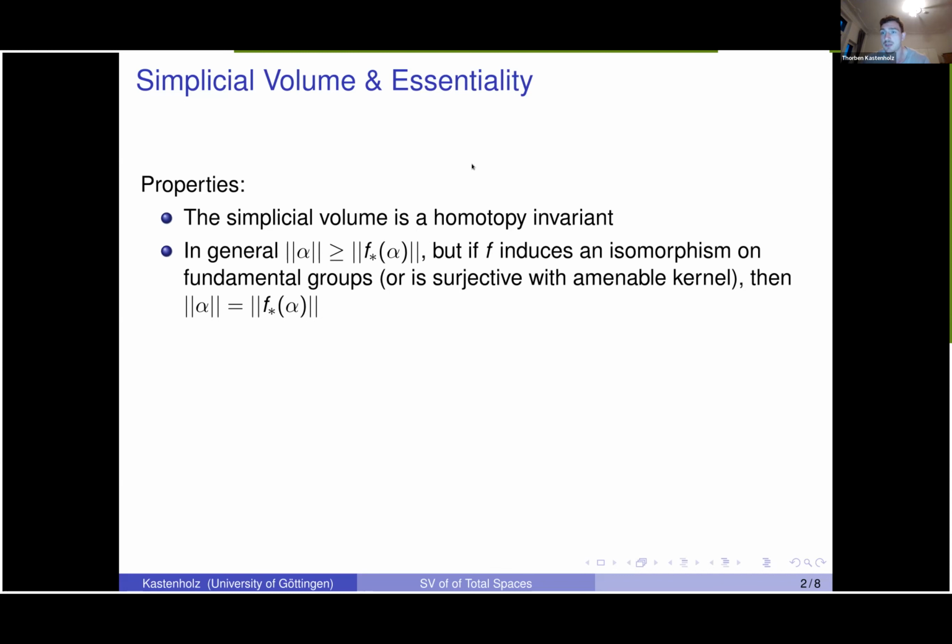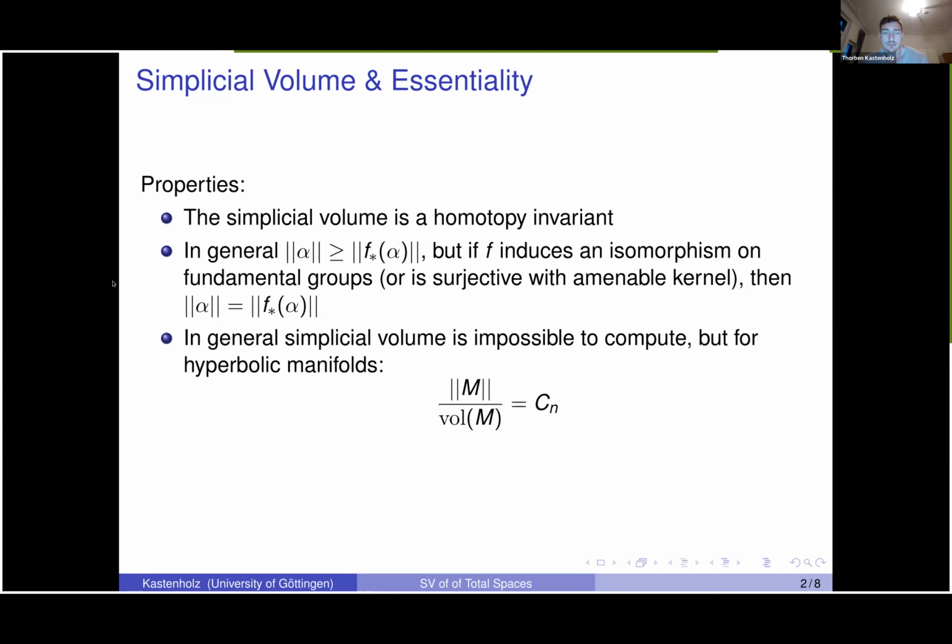But there's a famous theorem by Gromov which says that if my map happens to induce an isomorphism on fundamental groups, or more strongly, if it is surjective and has an amenable kernel, then the map actually preserves the L1 norm. And in general, the simplicial volume is basically impossible to compute. You can even make this statement more precise.